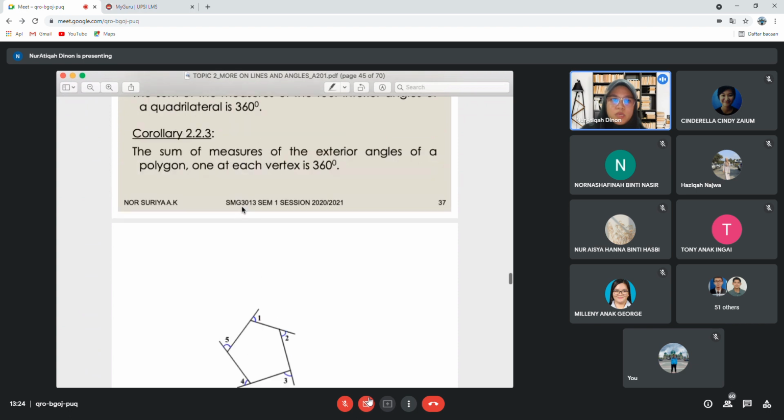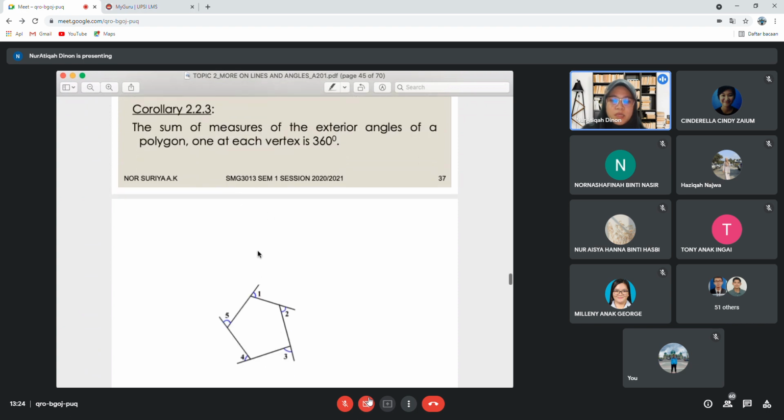So in this corollary, it says that if you have all the exterior angles of any polygon, for example here a pentagon, and you add all the exterior angles, that means you add angle 1, 2, 3, 4, and 5, you will get 360 degrees. Regardless of the number of sides, any polygon, hexagon or whatever, when you sum all the exterior angles, you will get 360 degrees.